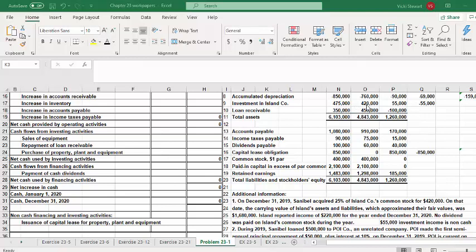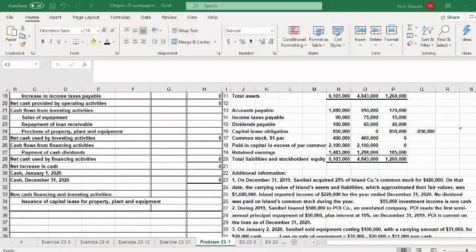So when we see on our comparative balance sheet that the investment account increased by $55,000, we're going to know that $55,000 was from the recording of the investment income, and we'll have to adjust net income to subtract that.